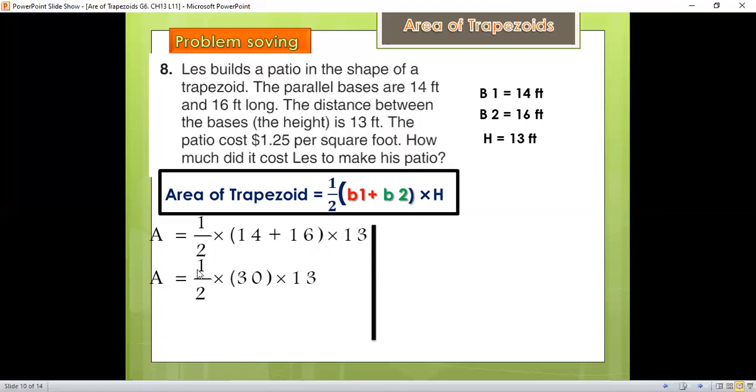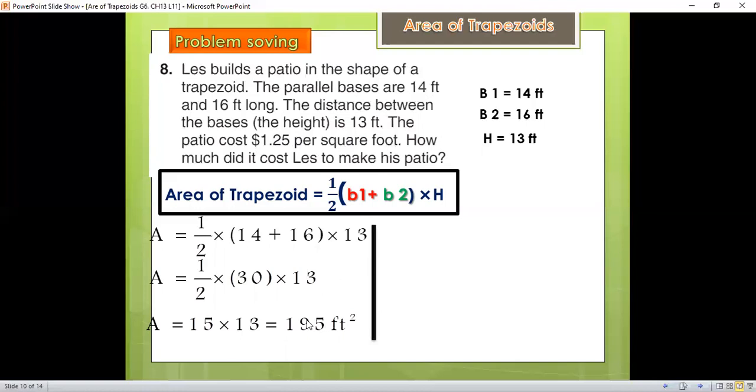Is it easier to get half of 30 or half of 13? Yes, half of 30 is easy. Half of 30 is 15. Then the answer is 15 multiplied by 13 equals 195 square feet. But we need the battery cost $1.25 per square foot. Then each square foot equals $1.25, meaning $1.25 for each square foot.